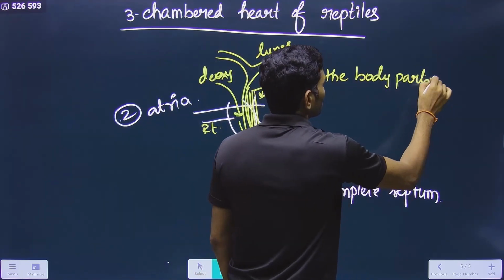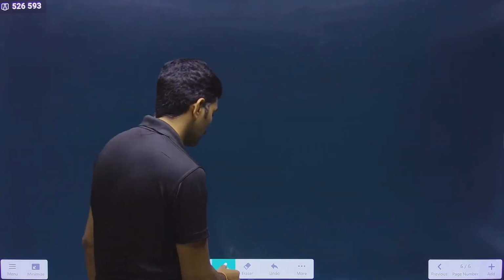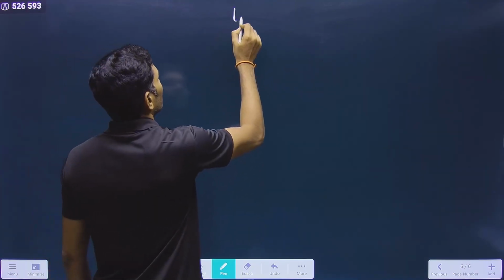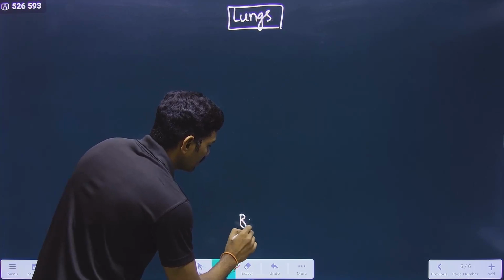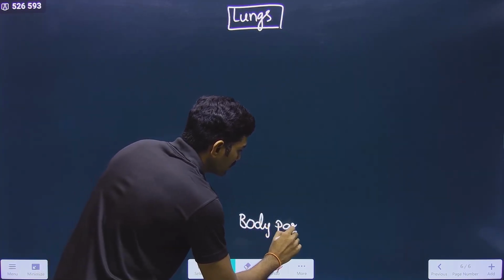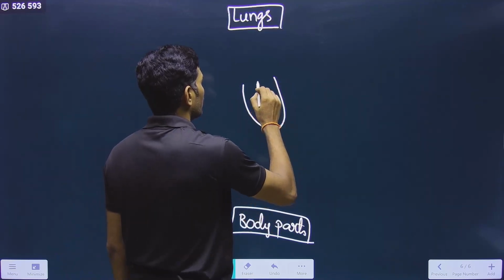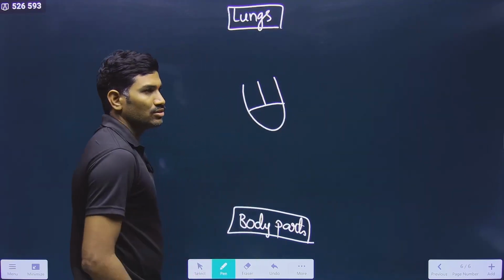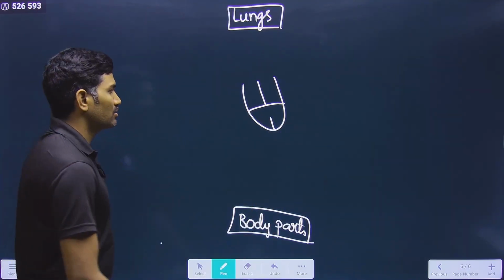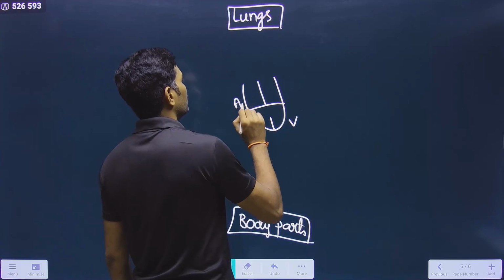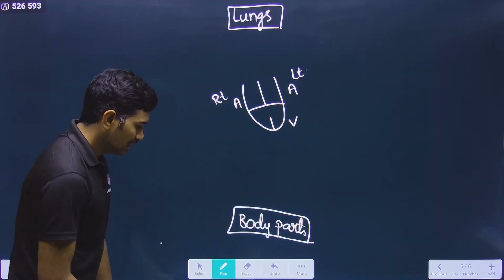So here also the concept is almost the same only. Now once again I will draw a rough diagram. Observe carefully. We are writing the lungs here, because in reptiles the lungs are present, and here we are writing the body parts. With respect to the heart, the two atria are completely separate, but in the ventricle an incomplete septum is there. This is the ventricle, this is the right atrium, this is the left atrium. Understood?